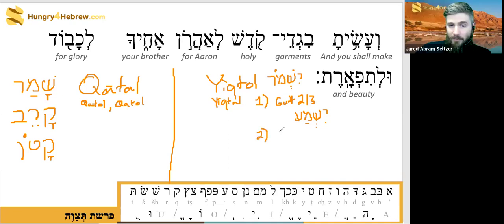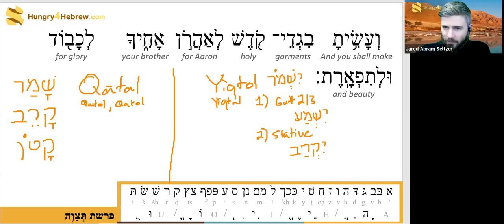Furthermore, it will take an ah if it is a state of being verb. So let's take this example over here. Karev, how would it look in the yiktol? He will be close. It's going to take a patach. Yikrav.